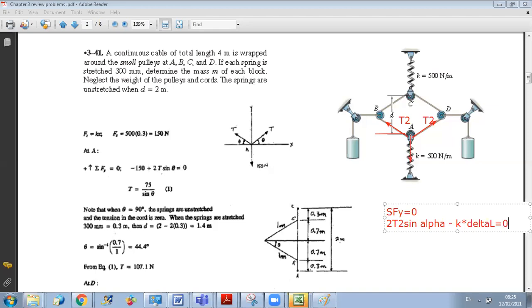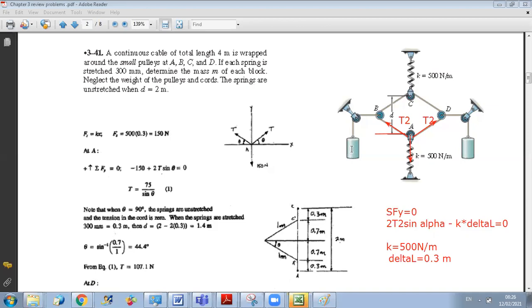equals 0, okay? And delta L is given, so K, I know it, K is equal to 500 Newton per meter. And delta L, don't forget to convert, okay, K is in Newton per meter, and delta L is given in millimeters, so I convert it to meters. So delta L is equal to 0.3 meters. And this equation will allow me to calculate T2. Once I know T2, I can replace back in the equation of B, I get T1. And once I get T1, I say that T1 equals W. So M is T1 over G.